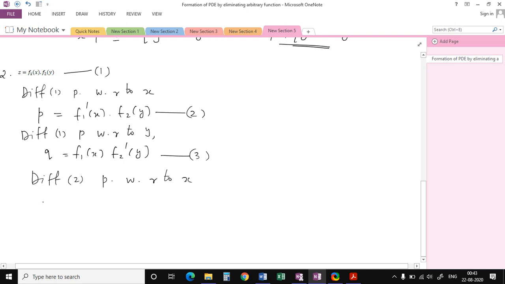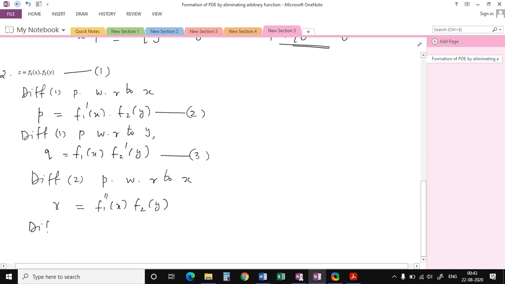So then that is ∂p/∂x, and p is ∂z/∂x, therefore ∂p/∂x is ∂²z/∂x², and the notation for ∂²z/∂x² is r. So therefore r equals the derivative of f1'(x), that is f1''(x), and now f2(y) is a constant with respect to x.